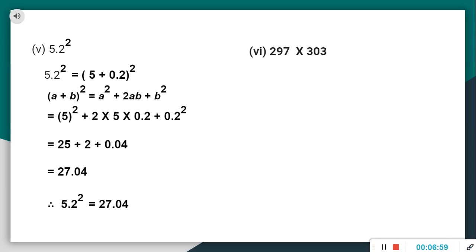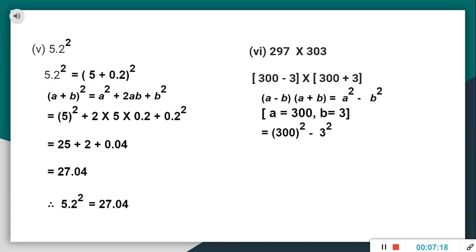So which identity? Our third identity, that is (a minus b) into (a plus b) is equal to a square minus b square. So here 300 minus 3 into 300 plus 3. So our a is 300 and b is 3. So we can write a square, that is 300 whole square, minus b square, that is 3 square. 3 3s are 9, 2 zeros are there, so in the square 4 zeros will come. So 90,000 minus 3 square, 9. So 90,000 minus 9 is equal to 89,991. So the answer of 297 into 303 is equal to 89,991. Clear?